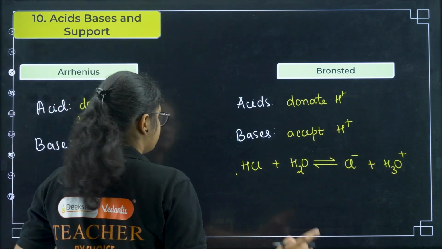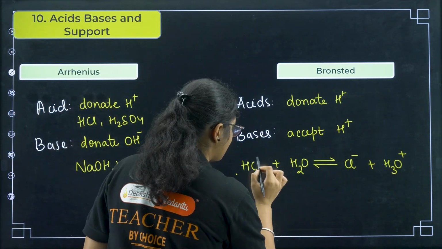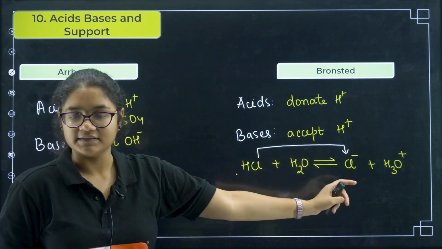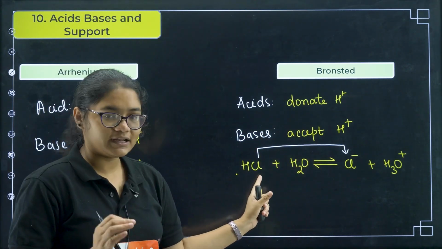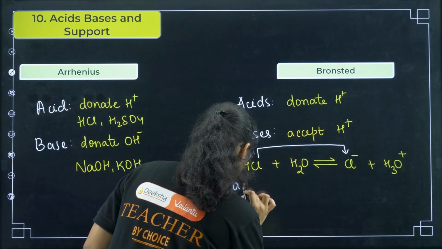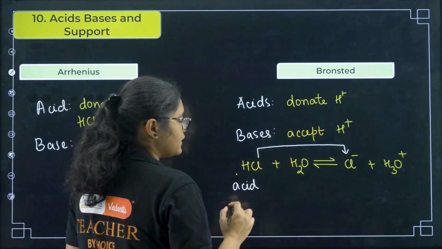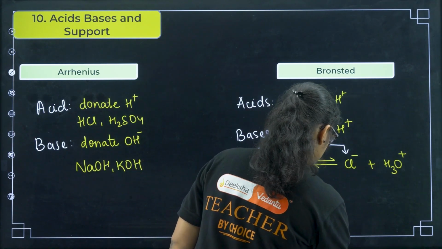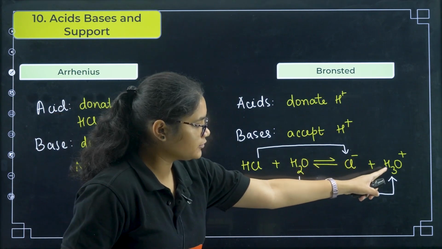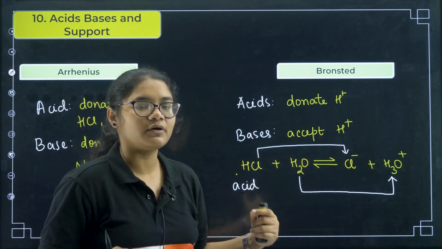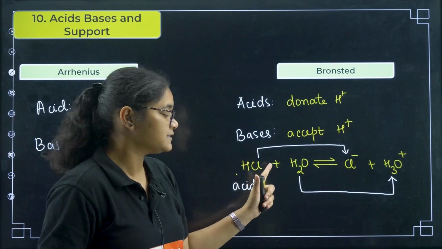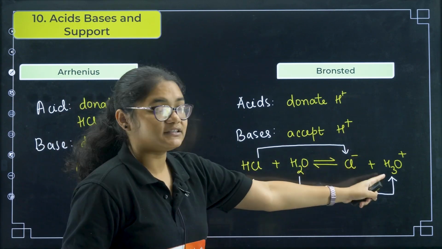Now let us see this, very very important here. What is happening from HCl to Cl minus? There is a loss of proton, so HCl is donating a hydrogen, so this one will be called an acid, right? Now from H2O to H3O plus, what has happened? H2O has accepted one hydrogen. Which hydrogen was lost by HCl? That hydrogen was accepted by water, to give you H3O plus.